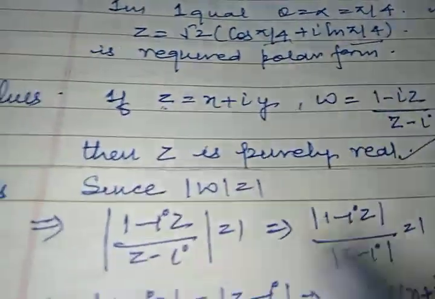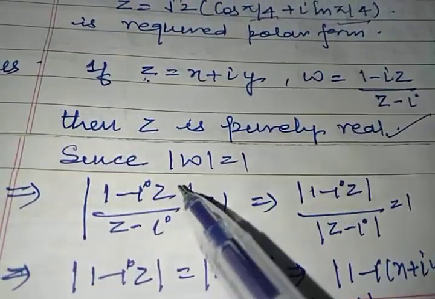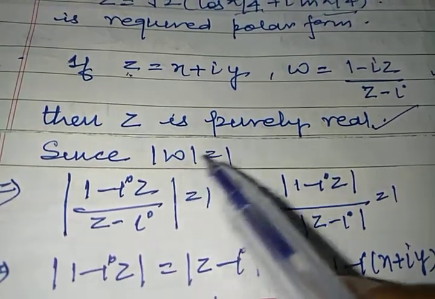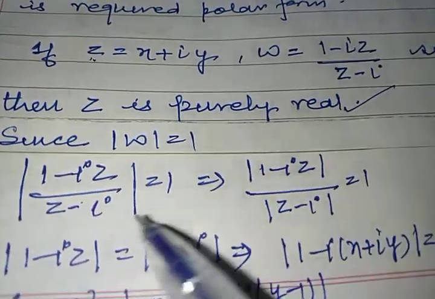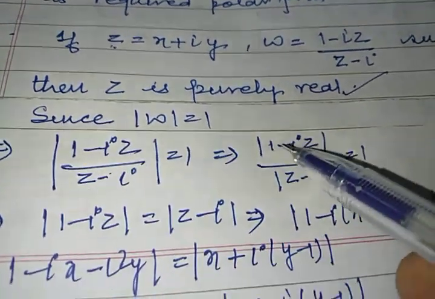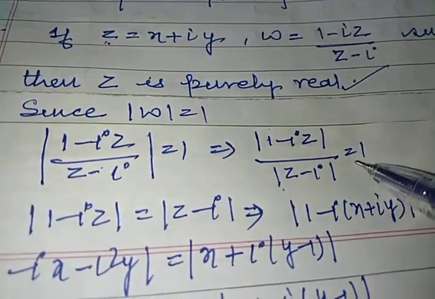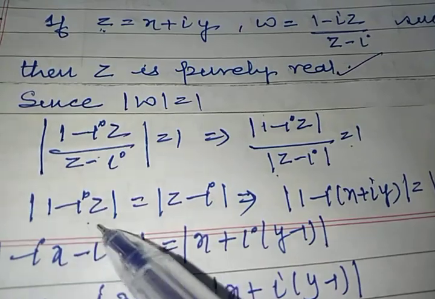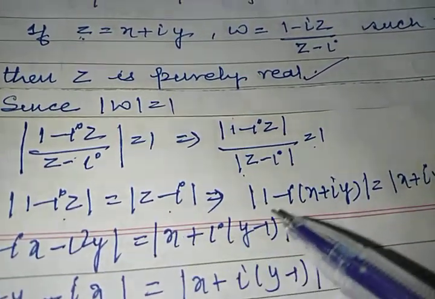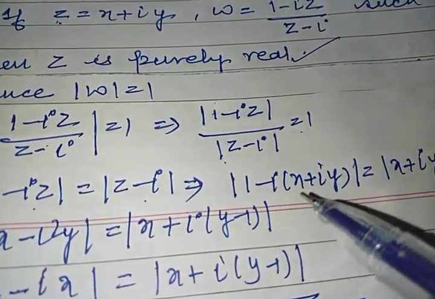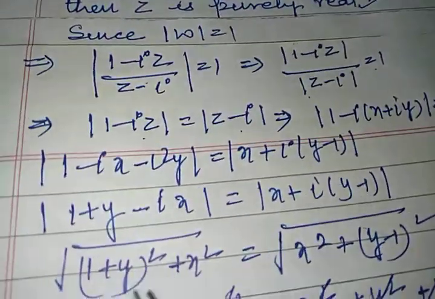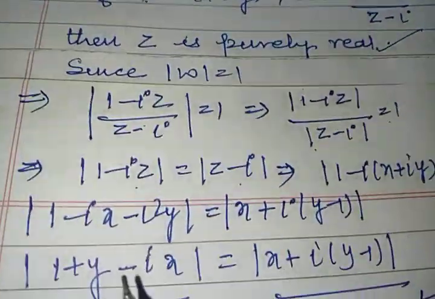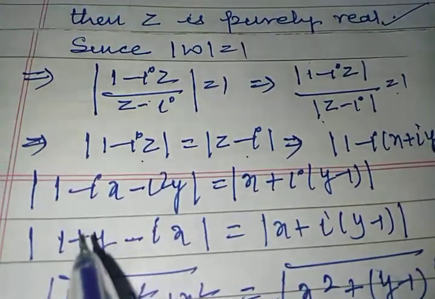Okay, children. Now see, it is given modulus of omega is equal to 1. So this is modulus, this is omega, this is equal to 1. And by the property of modulus, we know modulus of the numerator upon modulus of the denominator is equal to 1. So modulus of this is equal to modulus of this. Now I have put the value of z is equal to x plus iy here. So now arranging them into the complex form a plus ib.